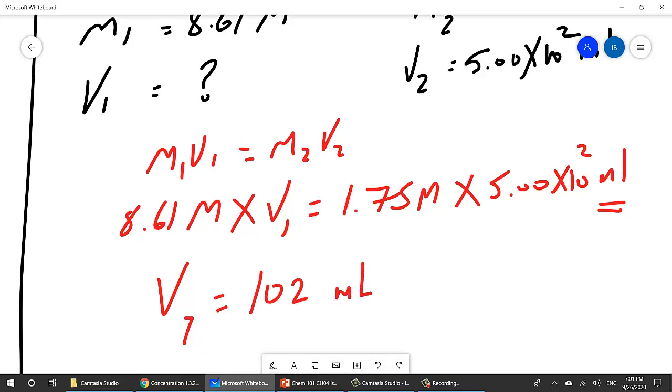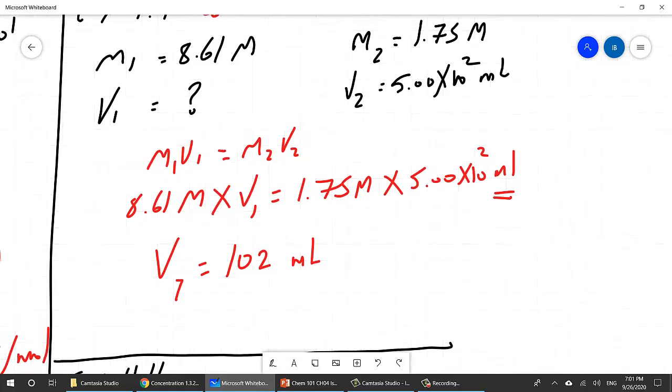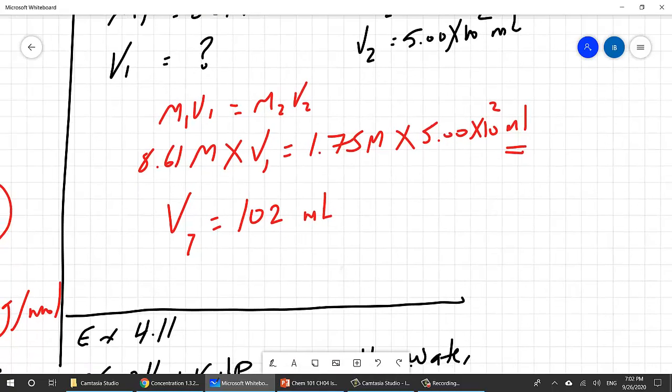Now, in these types of questions, it says describe how you would prepare. So the question is not only doing the calculations, but you need to describe how you would prepare it. So you have to write a sentence describing how you would prepare that solution. For that you say, I take 102 milliliter of the 8.61 molar solution, add it to a volumetric flask that has 5.00 times 10 to the power 2, that's 500 mL, and complete the volume to the mark. I will explain to you more in the lecture about this description process.